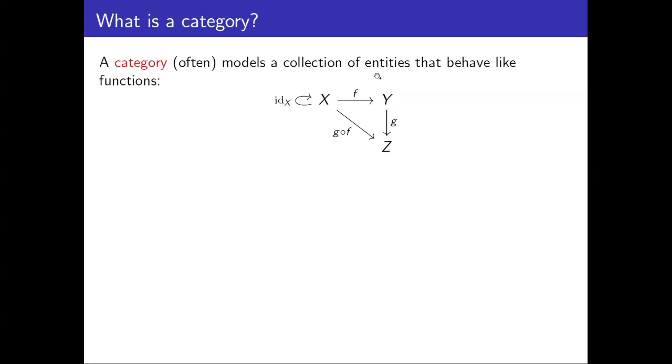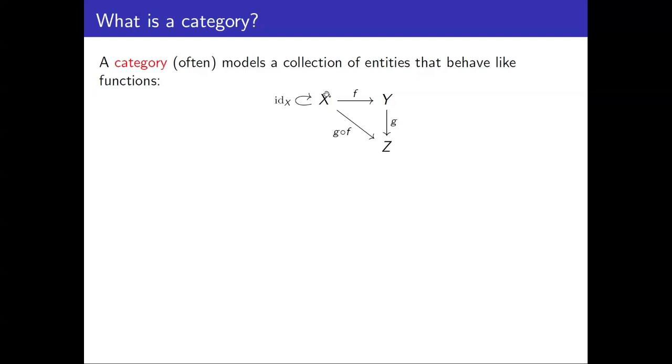So the first step is, what is a category? You might have heard this term before. Essentially, it's nothing scary. It's just something that models a collection of entities that behave like functions. If I give you a bunch of functions, there's not really that much you can actually do with them. There's sort of two things you can do. If you've got compatibly typed functions, like a function F that returns an output in Y and then a function G that takes an input in Y, you can always compose those two in sequence and get the composite function G of F.